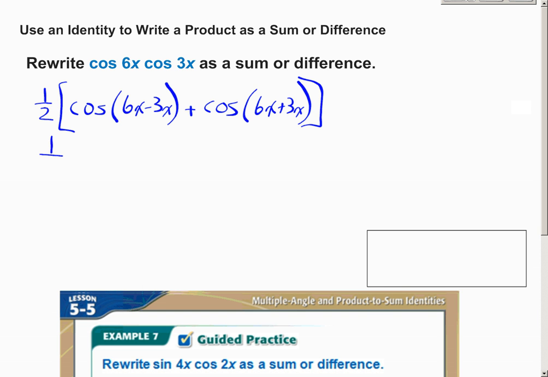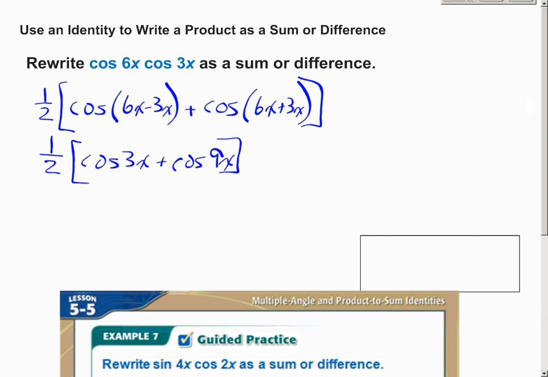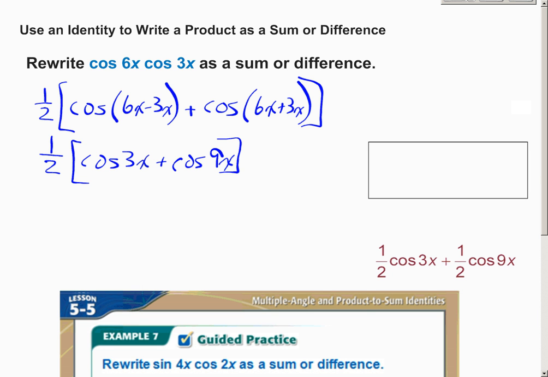Doing a little bit of simplifying, we have 1/2 times the quantity cosine of 3x plus the cosine of 9x. Nothing really we can do to simplify that, so that is going to be as good as it gets for our answer. Well, they did distribute the 1/2 here, not a significant change.